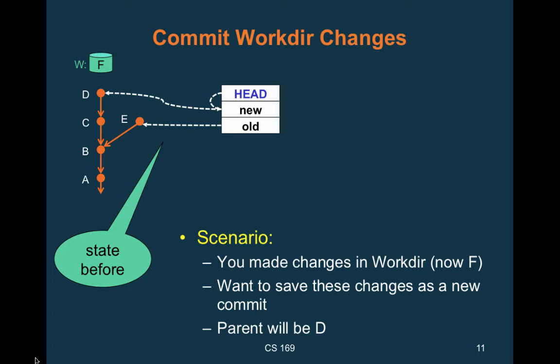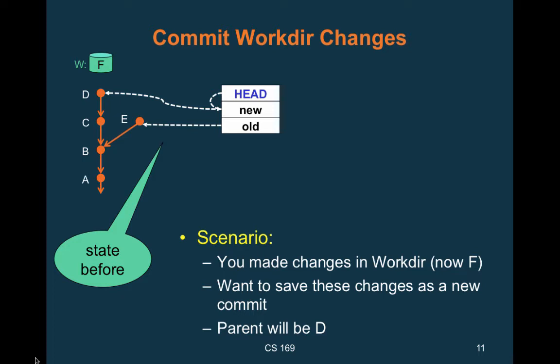The scenario in this case is that you have checked out D because HEAD points to D, and then you have made some changes in the working directory. So the state of the working directory now is F. And you decide that F is something you would like to save for the future, perhaps so that you can come back to it or whatever. So you want to add another node to the graph with F. And the parent is going to be D, because F is a change made on top of D. D was the previously checked out version on top of which you've made your changes. So you want that reflected in the history, which this graph represents. Okay? So this is the operation called commit. You've all used committing.